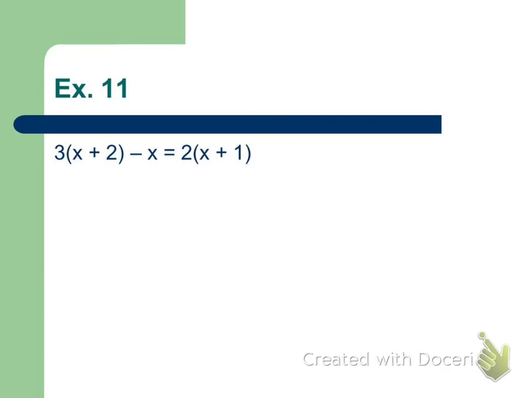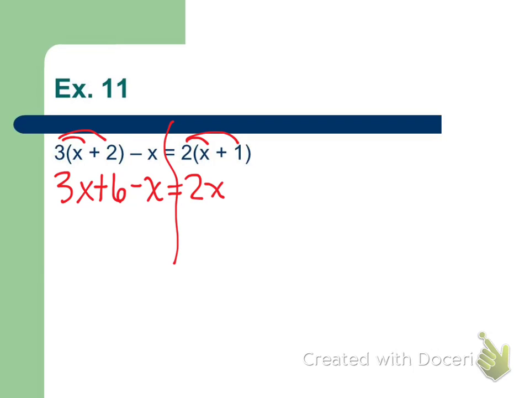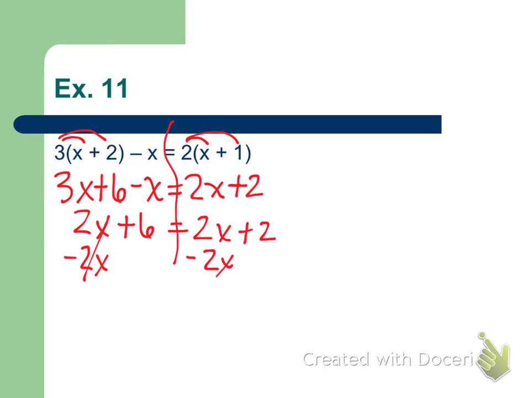All right, on this example, my first step is going to be distribute, and we have to distribute on both sides. 3x plus 6 minus x equals 2x plus 2. Next, we can combine like terms. 3x minus x is 2x, still plus 6, equals 2x plus 2. Now, when I go to move a variable, they're both the same variable. So if I subtract 2x from both sides, they zero out on both sides. I am left with just a 6 over here and just a 2 on the other side.